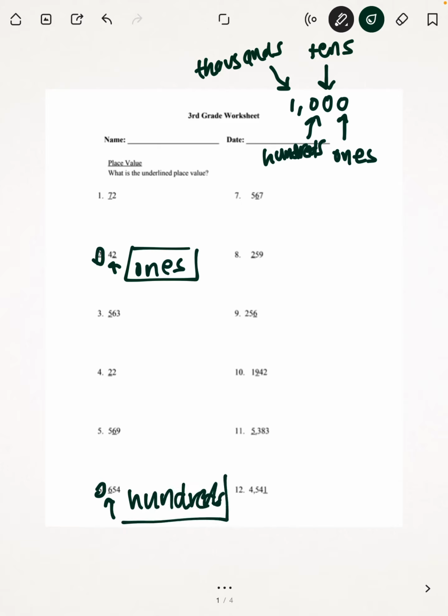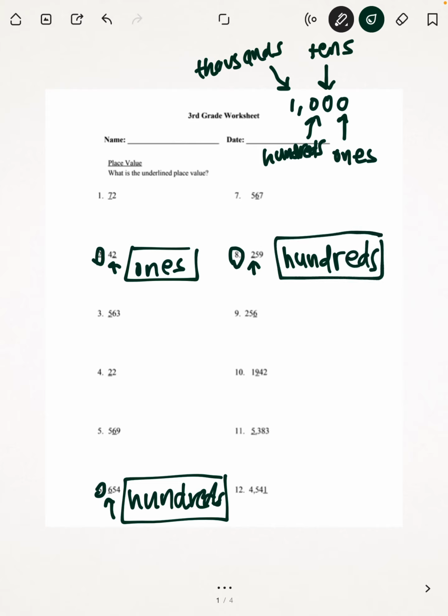and therefore the 6 is in the hundreds place value. And then we're going to be doing number 8. So 259, the 2 is underlined. Again, this is the hundreds place because this is the third number farthest to the right. And the last problem we're going to be doing on this page is number 11. So 5,383, this is the ones place, this is the tens place, this is the hundreds place, and finally the 5 is in the thousands place.